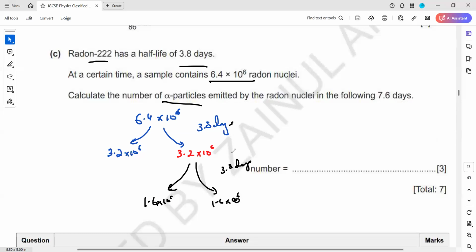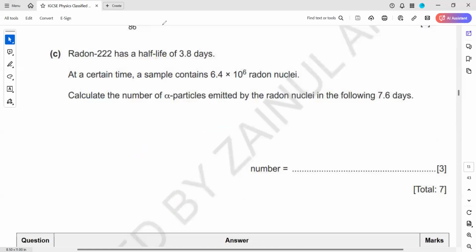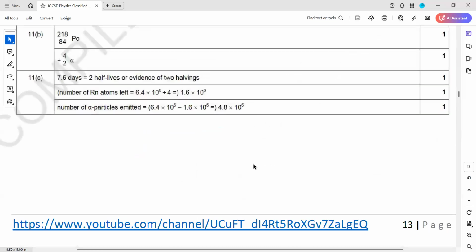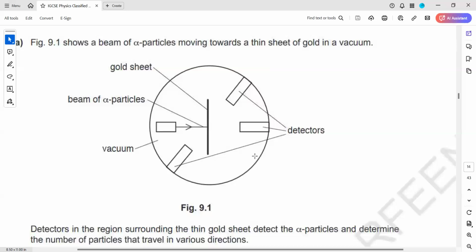The question is, how many atoms have decayed or emitted out alpha? First 3.2 times 10 to the power 6 decayed, and then 1.6 times 10 to the power 6 decayed. So what is the total number of atoms in units of 10 to the power 6? Clear? At least 2-3 pages we will do.